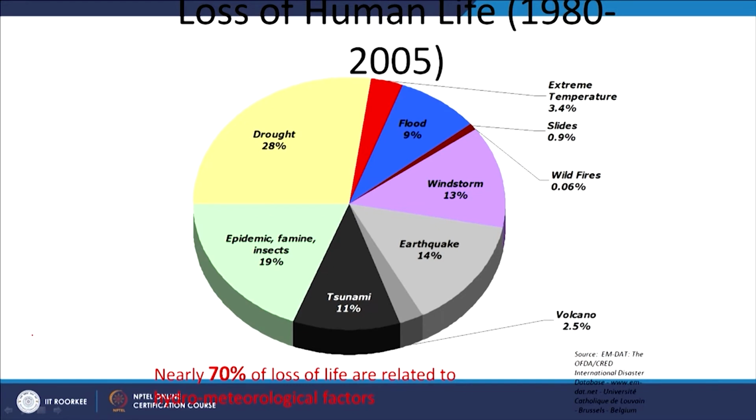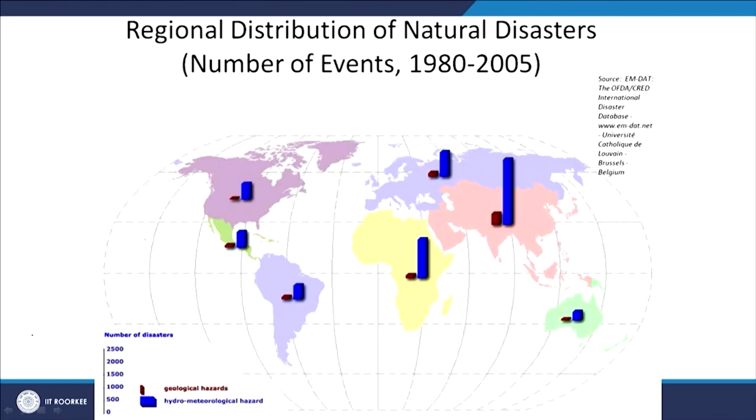So hydrometeorological disasters are very critical, particularly when we are looking into developing countries or underdeveloped countries. Here you can see that drought is the reason for 28% of human loss. Similarly, flood, 9%. Earthquake is only 14%. Here is the regional distribution of natural disasters from 1980 to 2005. You can see that Asia is one of the biggest sources of disaster. It is one of the hot spots compared to any other region.